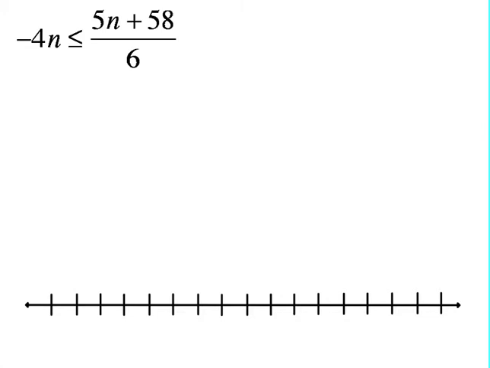Let's look at this one. Negative 4n is less than or equal to 5n plus 58, all divided by 6. Okay. What I would do if I were you, I'm going to get rid of the 6. So I'm going to multiply both sides by 6. Do I change the inequality for that? Yes. No, why not? Because it's not negative. If that would have been a negative 6, you would have had to flip it. But 6 times negative 4n is negative 24n, less than or equal to 5n plus 58.